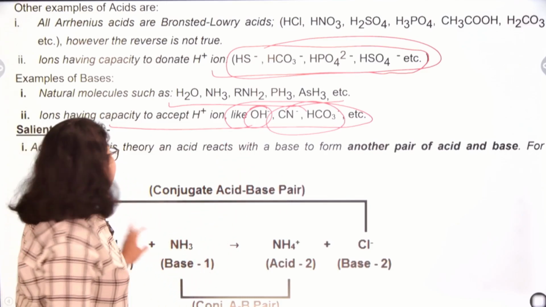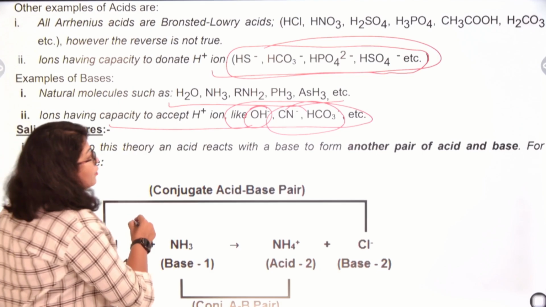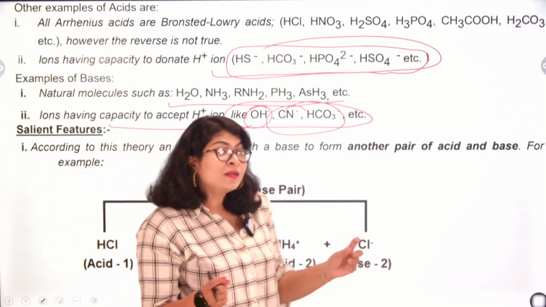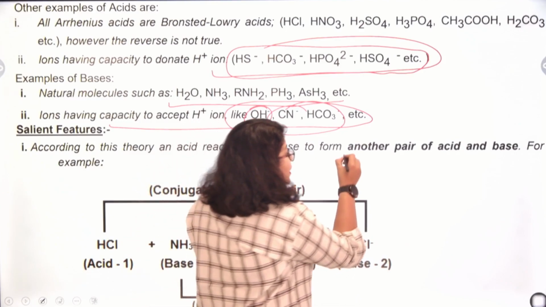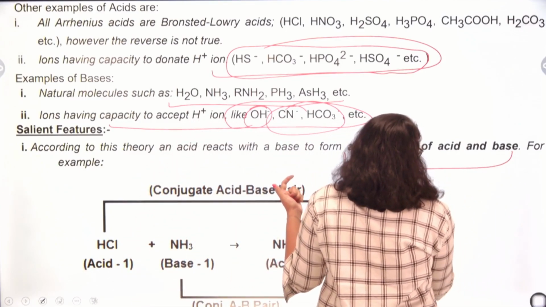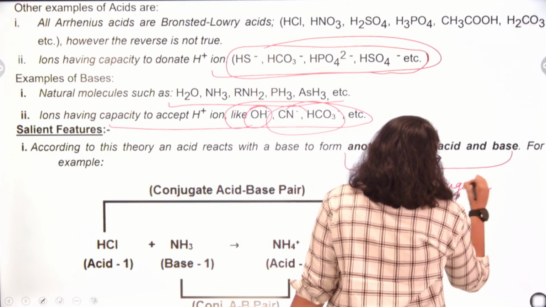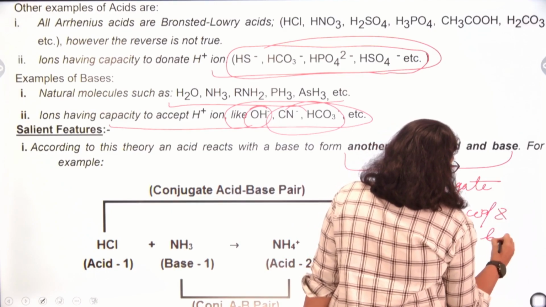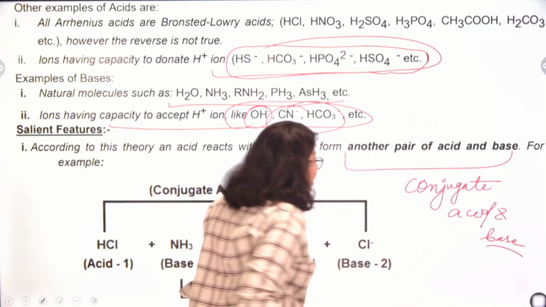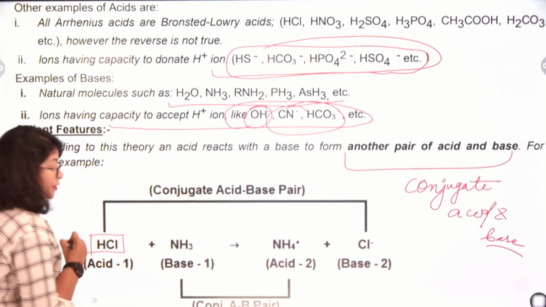So the salient feature is, according to this theory, an acid reacts with a base to form another pair of acid and base. Now this another pair of acid and base is what I call conjugate acid and base. So let me explain you with an example. See, if I say HCl, sorry.